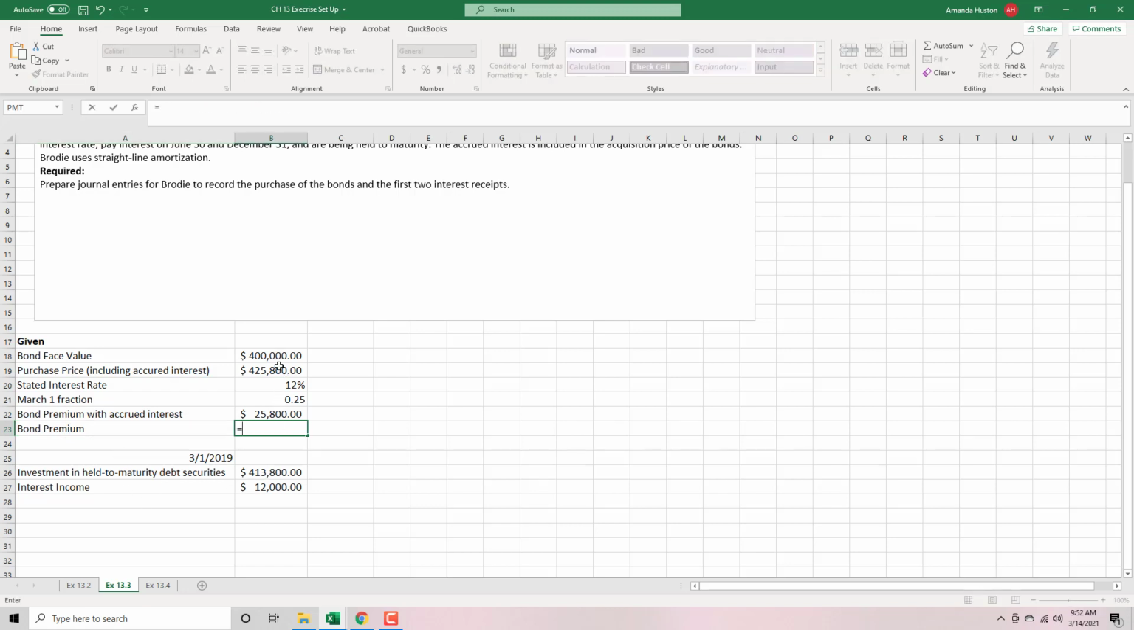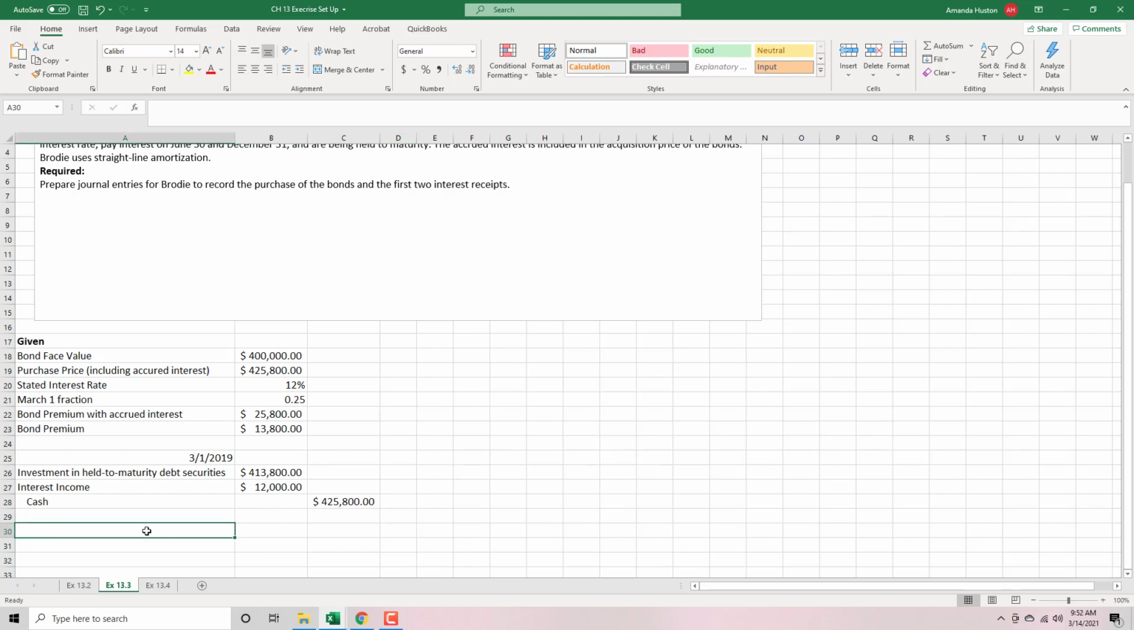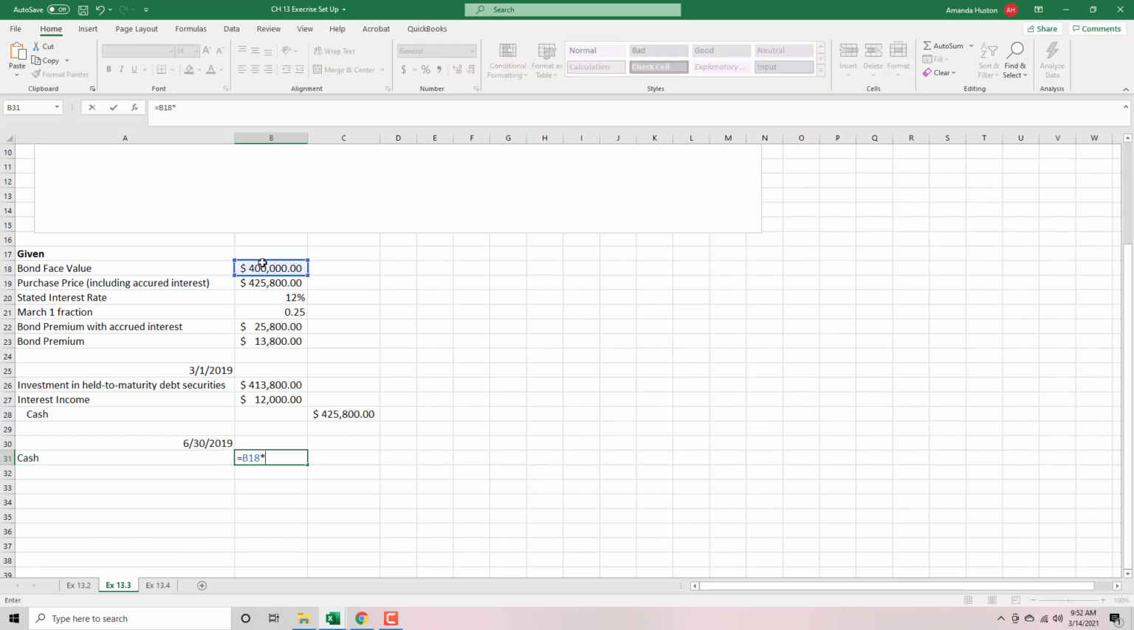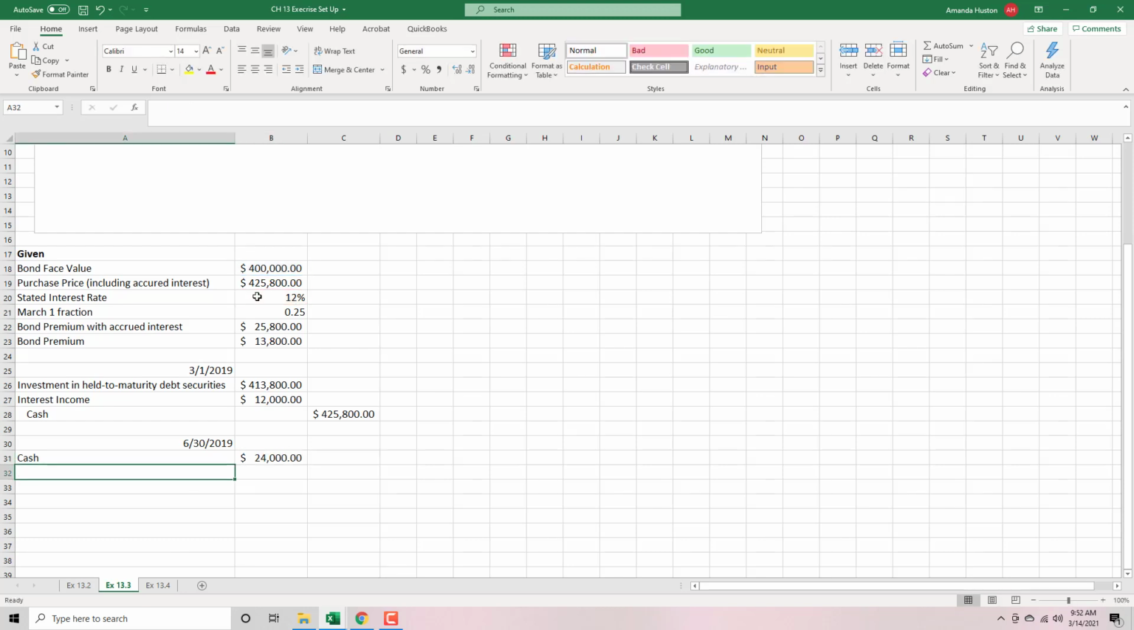Now we're going to go to June 30th, 2019, the first time we get interest. So now we're amortizing a bond premium. So we're going to receive cash. That's the stated interest rate times the bond face value times semi-annually 0.5. All right. Then we're going to credit, so this is opposite of the last problem, investment in held to maturity debt securities. And so we're going to amortize the bond premium.